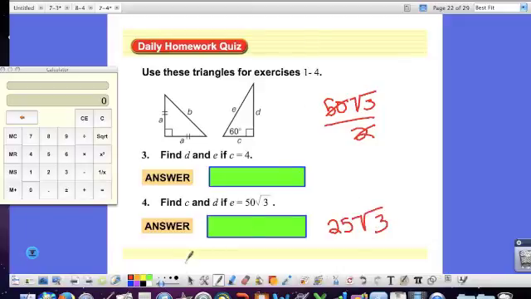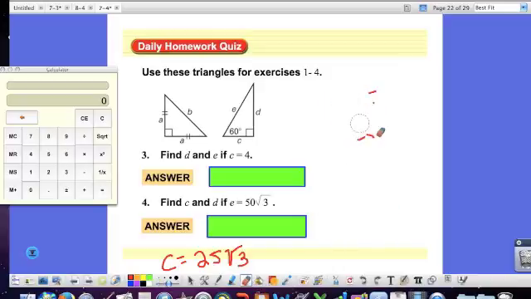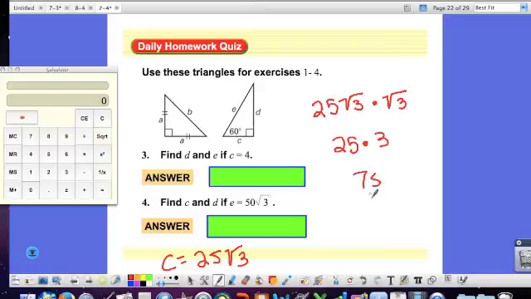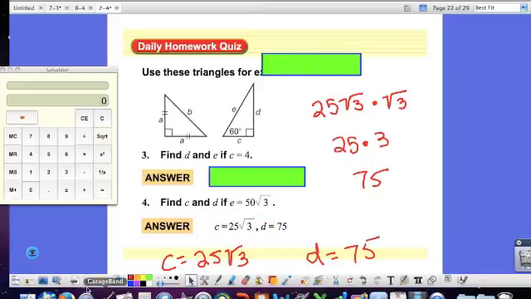So C, which is the shorter side, is 25 radical 3. And then for the longer side, oh, I'm having so much fun here. You have no idea, especially after that mean geometric mean video. 25 radical 3 times radical 3 is 25 times 3, which is, you guessed it, 75. So D equals 75. Yay! I love this lesson, don't you?